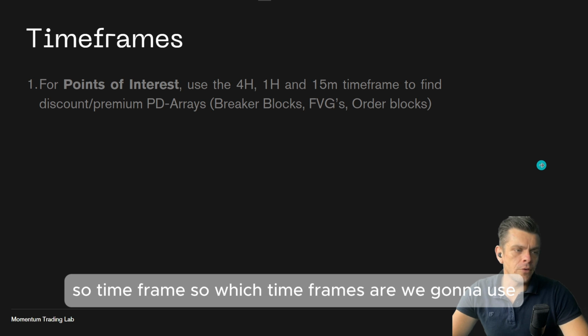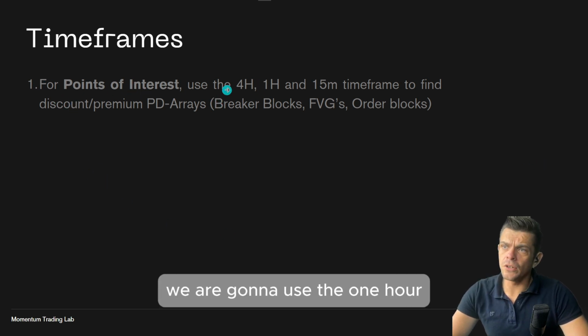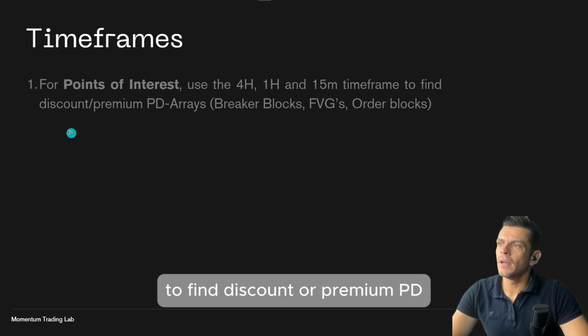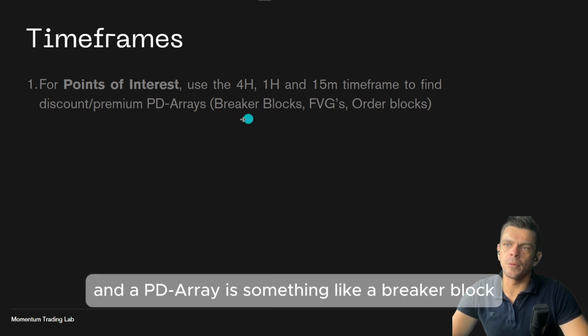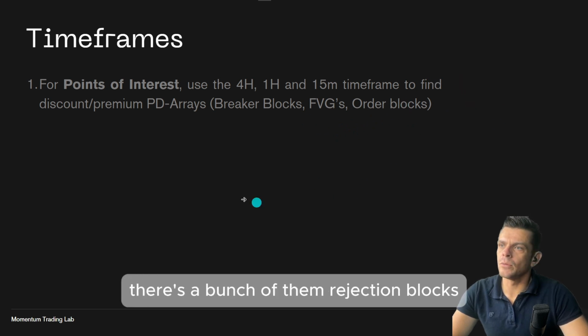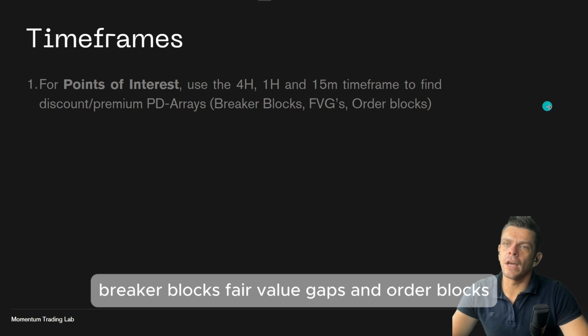Okay, so time frames. Which time frames are we going to use? For a point of interest, we are going to use the 1 hour, the 4 hour, and the 15-minute time frame to find discount or premium PD arrays. And a PD array is something like a breaker block, a fair value gap, or order block. There's a bunch of them, rejection blocks. But these are the three that I mainly use: breaker blocks, fair value gaps, and order blocks.